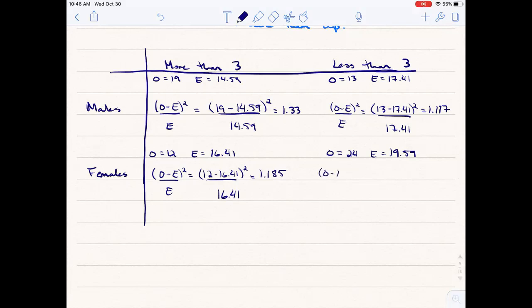And then finally, 24 minus 19.59 squared over 19.59. 0.993. Okay, I'll just highlight these values here.